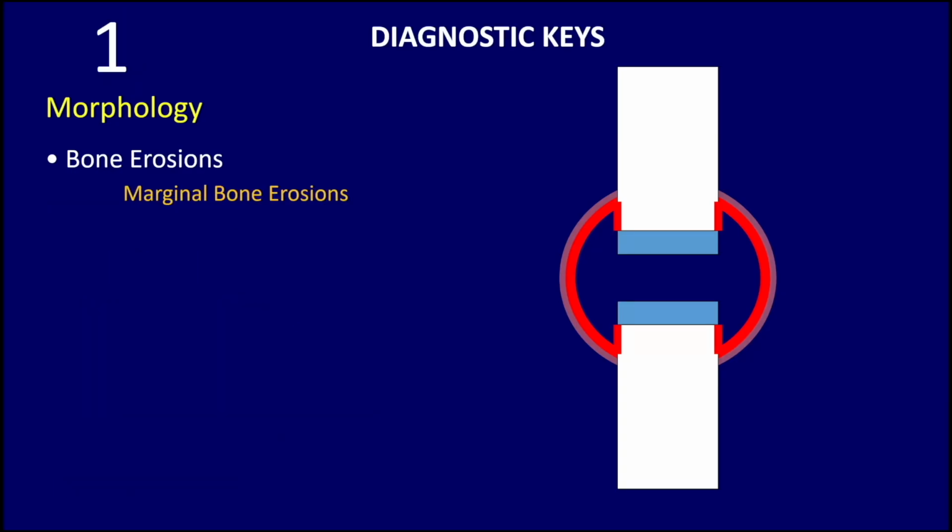Bone erosions are a very important marker of a variety of disorders, particularly those that produce synovial proliferation.